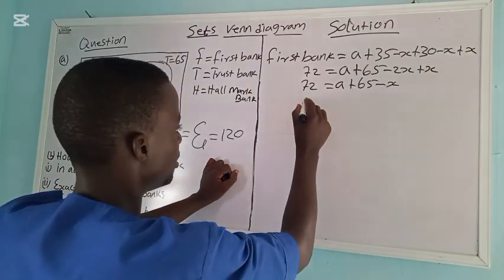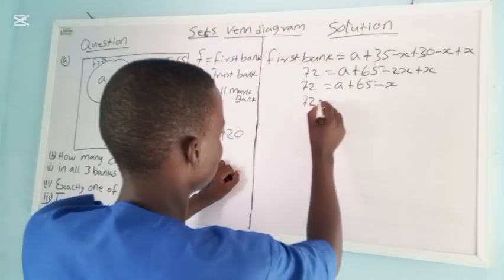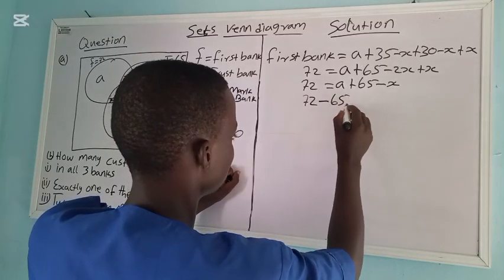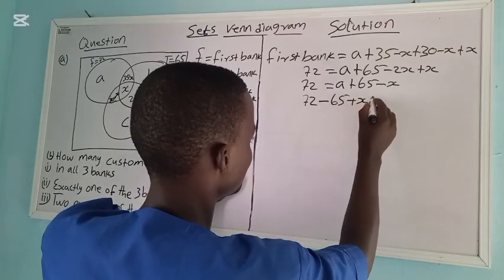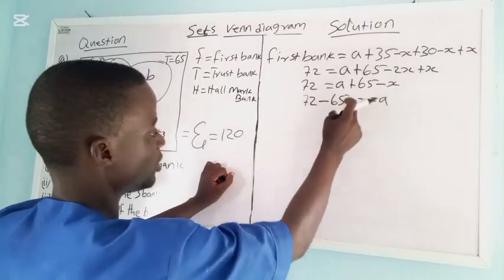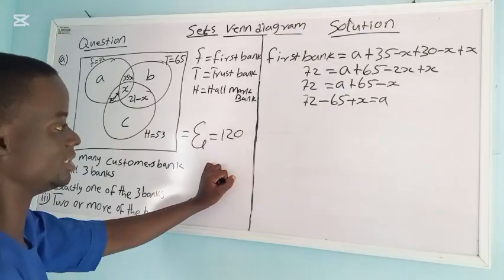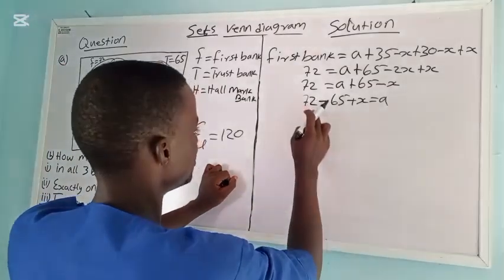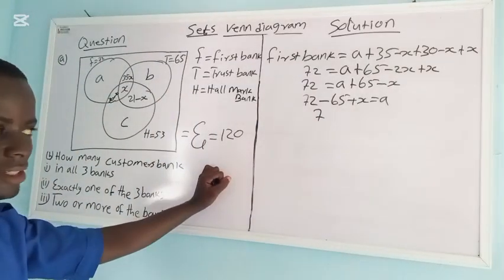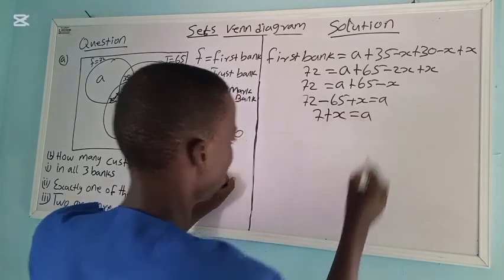So we now carry this one to this side. We now have 72 minus 65 plus x equals A, because the minus x crossing over becomes plus. Now let's subtract and see. 72 minus 65 will be 7. Am I correct? Yeah. 7 plus x equals A.